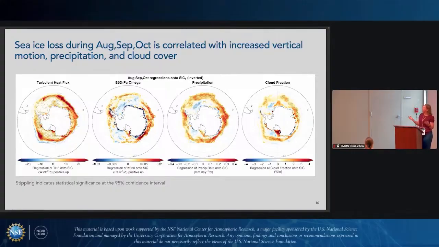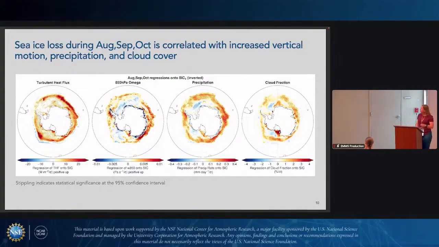Now, all four of these responding in this way is not particularly surprising. They should respond similarly, because if you have an increase in turbulent heat flux, you'd expect from that heating more vertical motion and more precipitation and cloud fraction as a result. However, I think there are some interesting regionalities, especially with Omega, where East Antarctica and the Antarctic Peninsula pop out as having a larger response than other regions, whereas variables like precipitation and cloud fraction have a more uniform response.